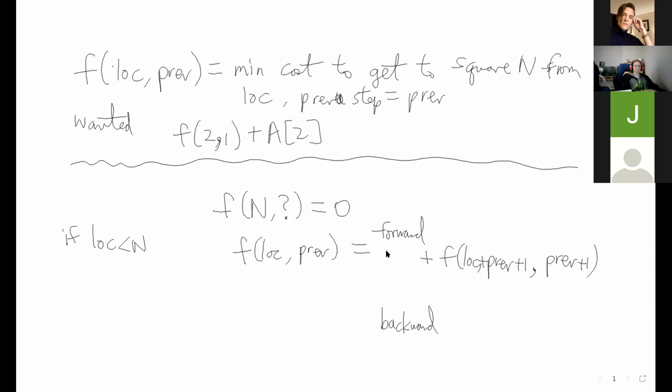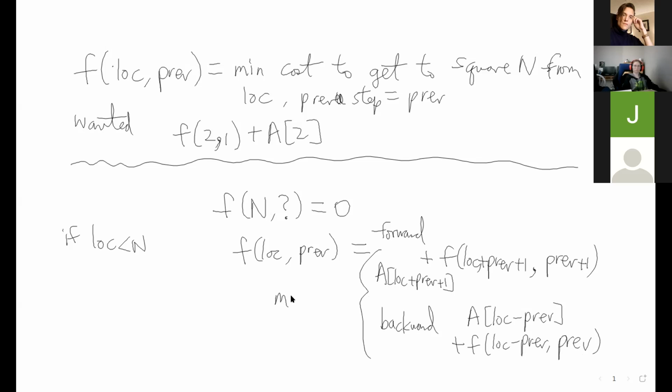Plus the entry fee for entering that square. So A of location plus previous plus 1. Okay. Go backwards. It's A of location minus previous. That's where you end up, plus recursively, like this. And just like before, you take the minimum of the two possibilities. Either you move forward or move backwards.